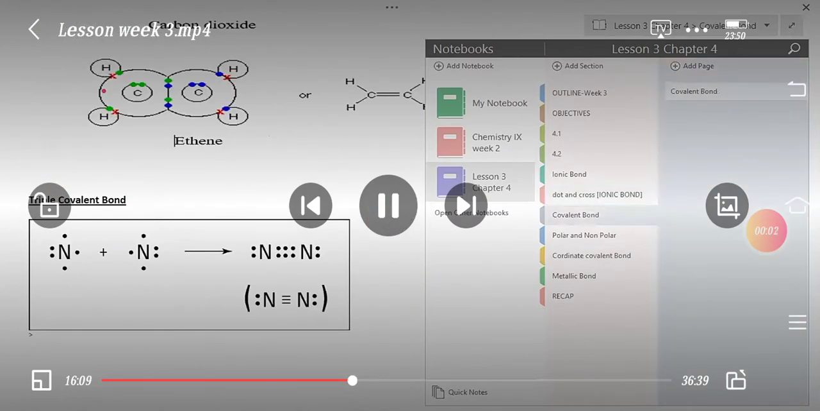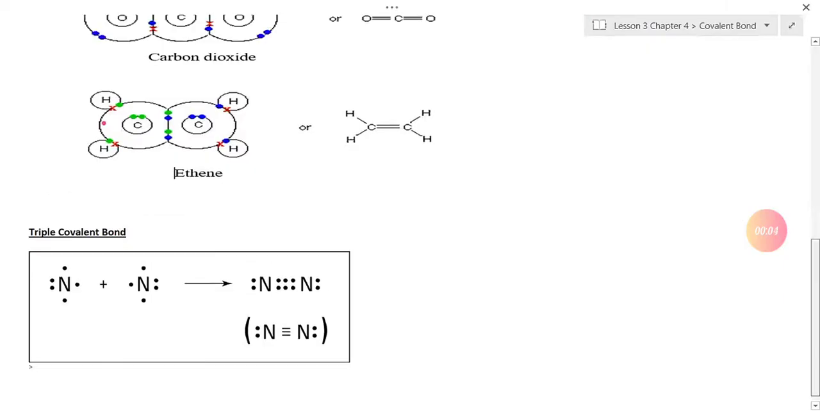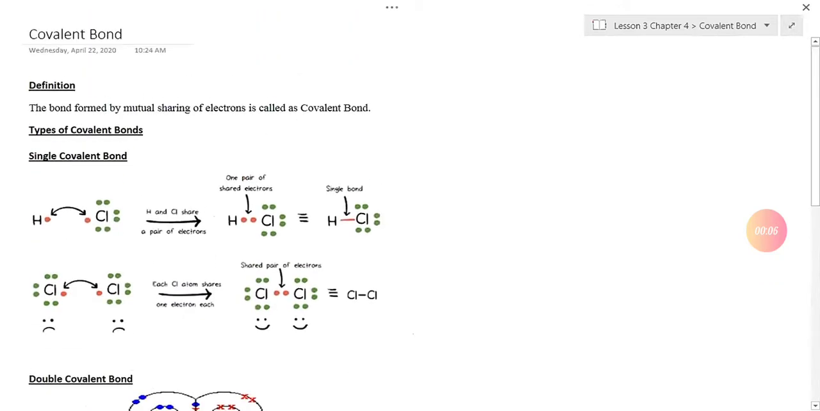Welcome to the second part of this lesson for week 3. We'll talk about covalent bonds in this. Let's define a covalent bond. The bond formed by mutual sharing of electrons is called a covalent bond.